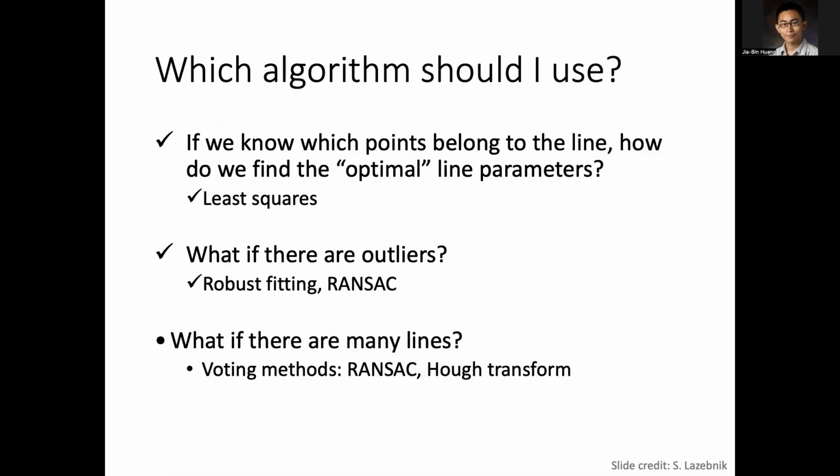All right, so which operators should I use? Like we talked about this before. If you know that everything is inliers, like you know absolutely that there are no outliers, then you probably want to use a least squares approach, either least squares or total least squares. If there are outliers, you want to use either robust fitting or RANSAC. If you want to detect multiple things, you want to use the Hough transform.